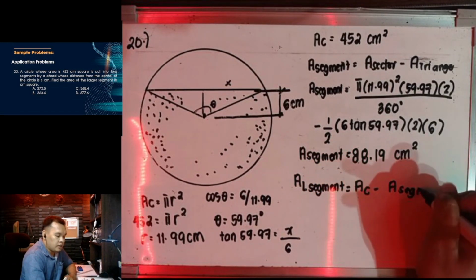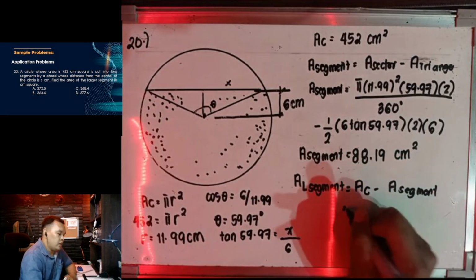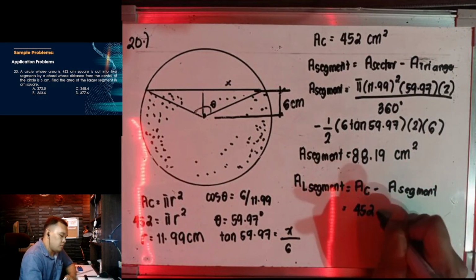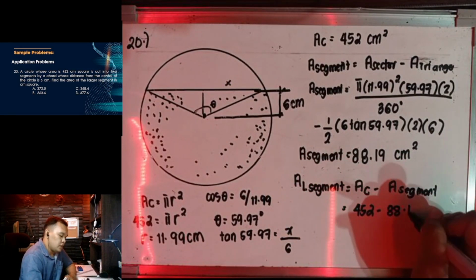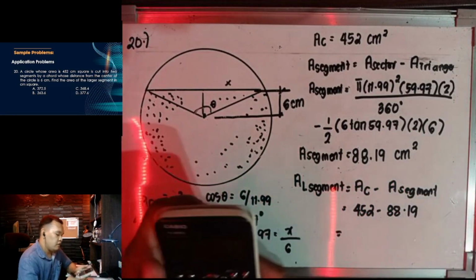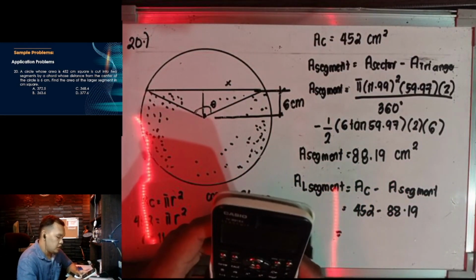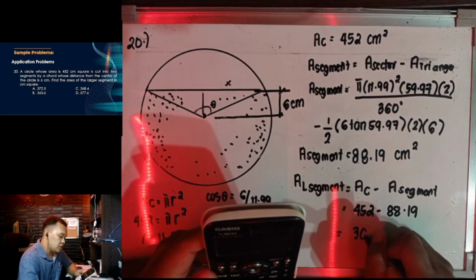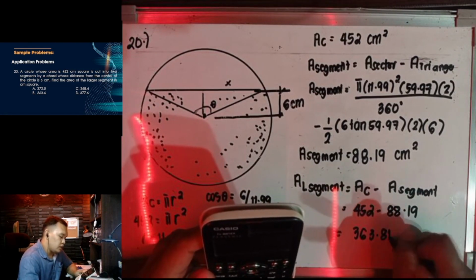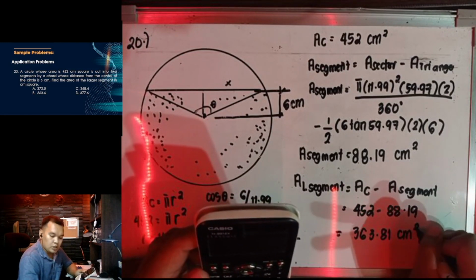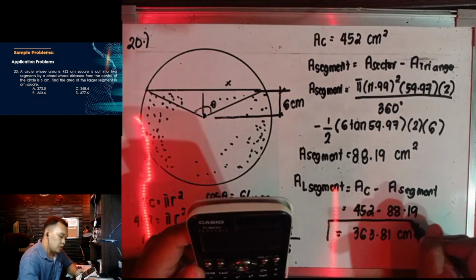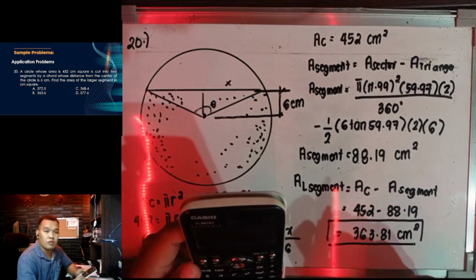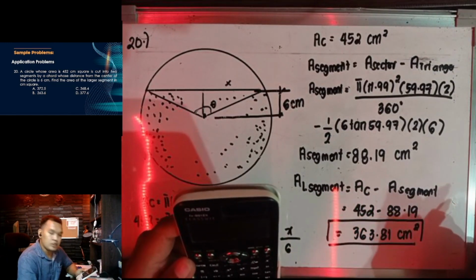Then to get the area of larger segment is equivalent kay area of circle minus area ng smaller segment. Okay? So we have here 452 minus 88.19. So the area of larger segment is 452 minus 88.19. So we have answer 363.81 centimeter squared. So let's try to check kung merong sagot sa choices.